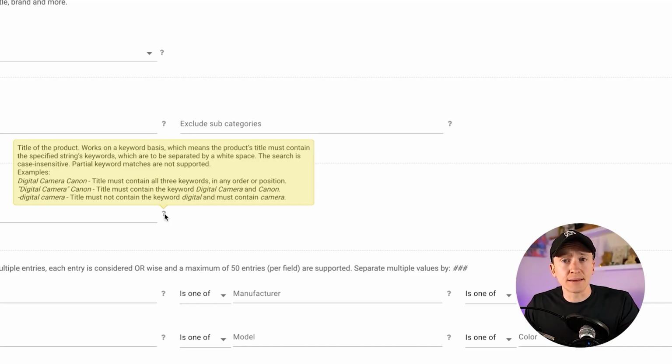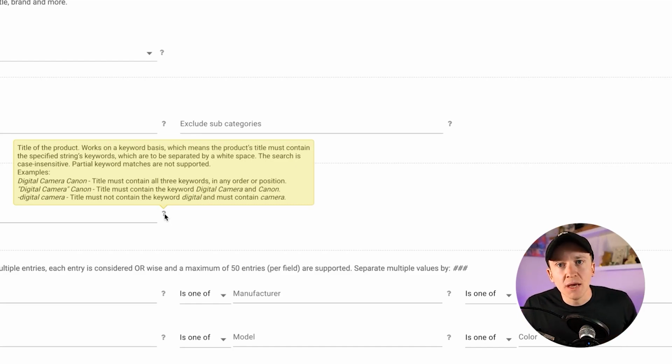Now, the next example that they give is digital camera in quotes and then Canon after that. So in this example, the title must contain the keyword digital camera together and then Canon at some other point in the title. So it could be digital camera, blah, blah, blah, Canon. It could be Canon, blah, blah, blah, digital camera. Either way, digital camera has to be together if it's in quotes.